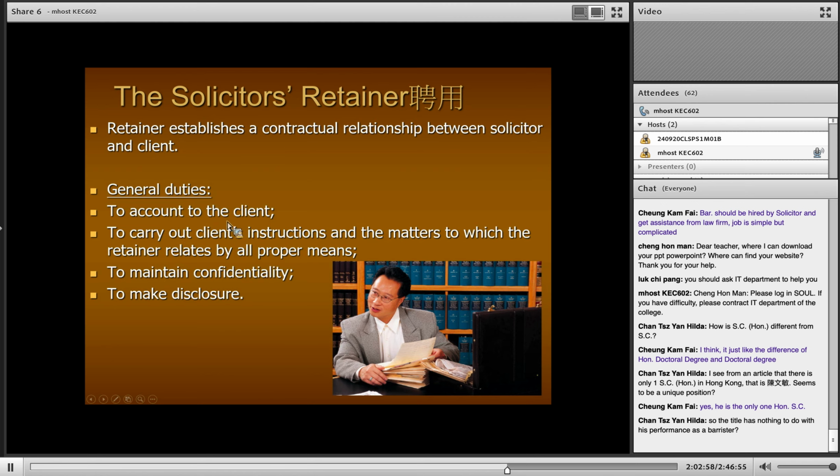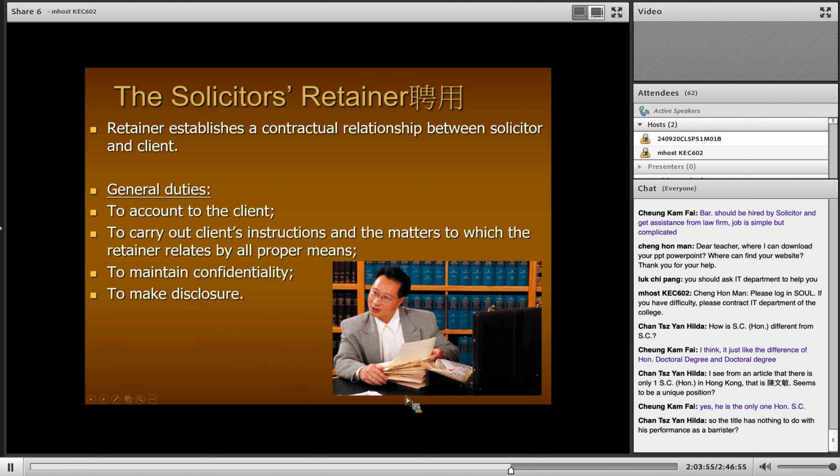For the solicitor, they have a general duty to account to the client. It means that they have to be responsible to the client to carry out the client's instructions, and all the related matters, by all proper means. Maintaining confidentiality is very important, especially for celebrities. If the client is a movie star who is going to divorce her husband, of course she may be quite worried that this case will be disclosed by the staff of the law firm. So the solicitor has to maintain confidentiality, and also make sure that all the people in the law firm keep this case confidential.